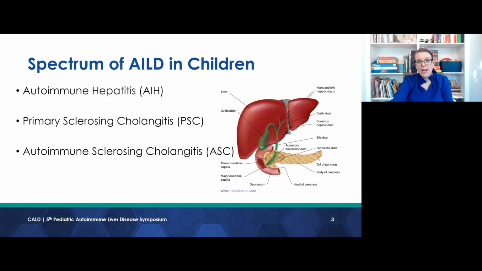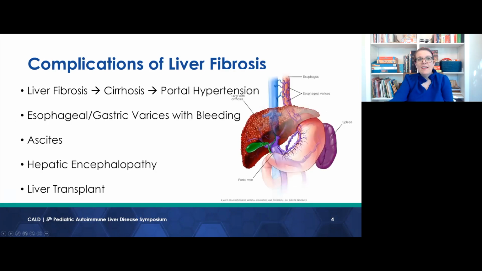primary sclerosing cholangitis, and autoimmune sclerosing cholangitis affecting the liver and bile ducts in kids and young adults. The focus of this research is on liver fibrosis, specifically, as well as its complications.